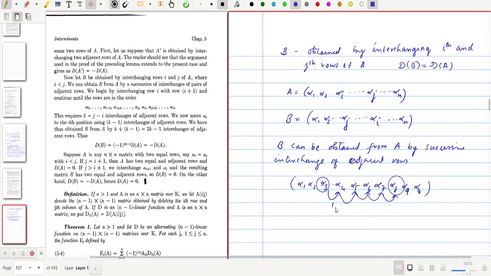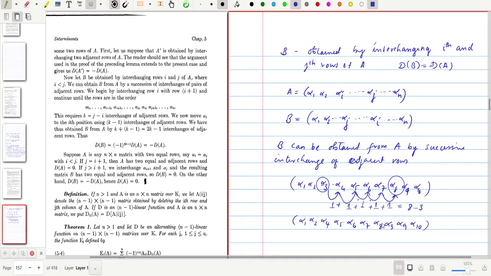By these successive interchanges of adjacent rows, we have a total of this many interchanges: 1, 2, 3, 4, 5. This is nothing but 8 minus 3 interchanges. So 8 minus 3 interchanges are required to get alpha 3 in the 8th position, or in the position of alpha 8. Now the present positions of the rows of A are alpha 1, alpha 2, alpha 4, alpha 5, alpha 6, alpha 7, alpha 8, alpha 3, alpha 9, alpha 10, when we apply 8 minus 3 interchanges.